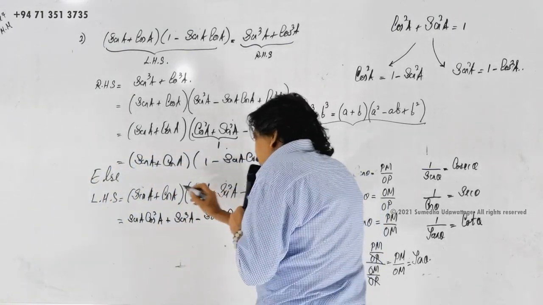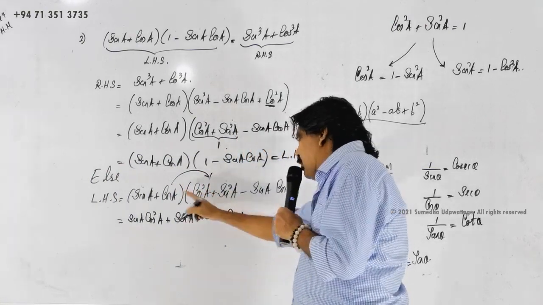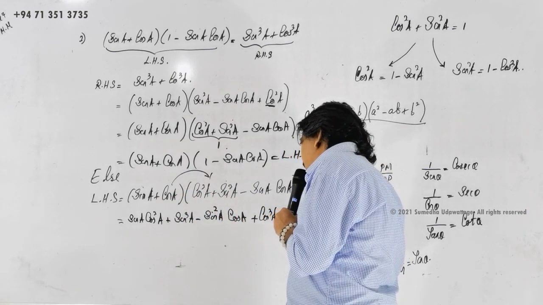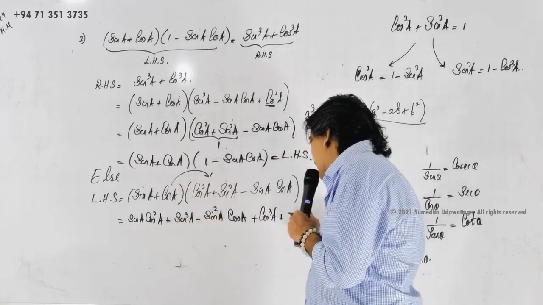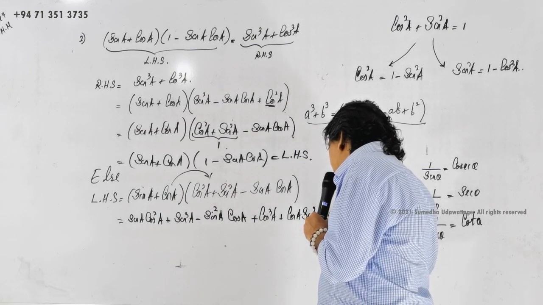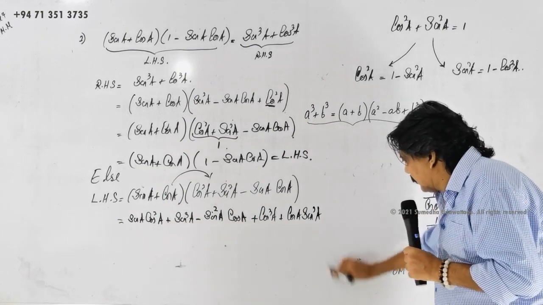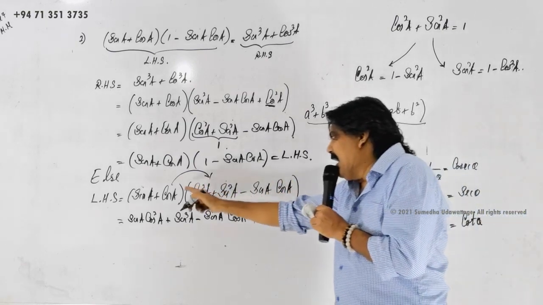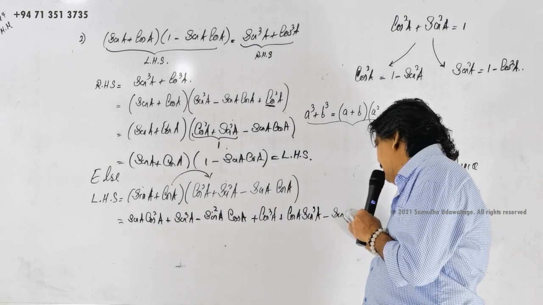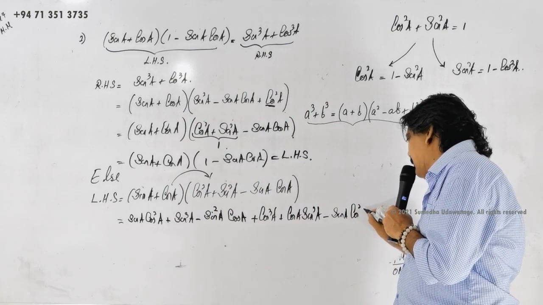Then, from cos A you try to multiply the complete expression. Plus, cos A into cos square A, you get cos 3A. Then cos A into sine square A, cos A sine square A. Then cos A into this would be minus sine A cos A into cos A would be cos square A.